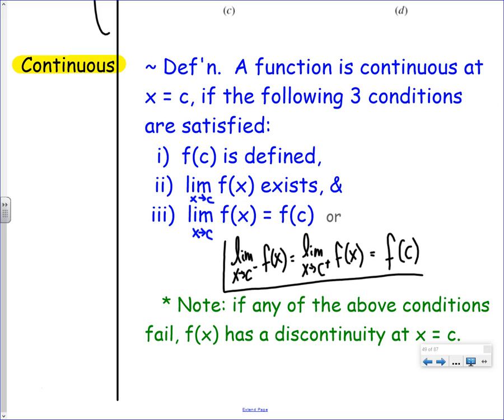Now, once again, this is sometimes helpful to think about, and sometimes it just confuses matters. But sometimes it is helpful to think of the definition of continuity of a function as that condition being met. If any of the above conditions fail, f has a discontinuity at x equals c. What is the title of this one? Definition of continuous. Not a theorem, it's a definition. Definition of continuous.